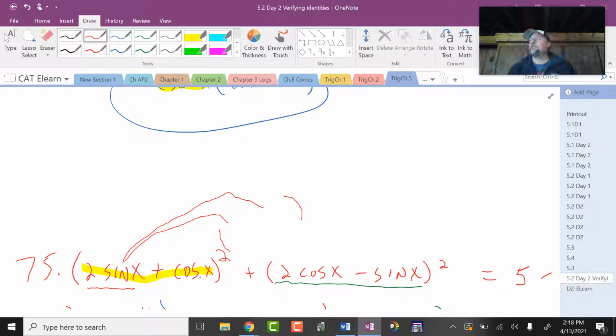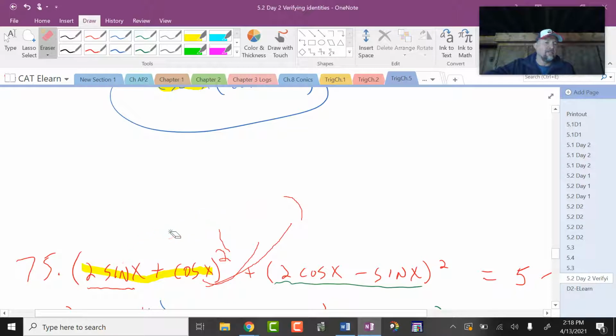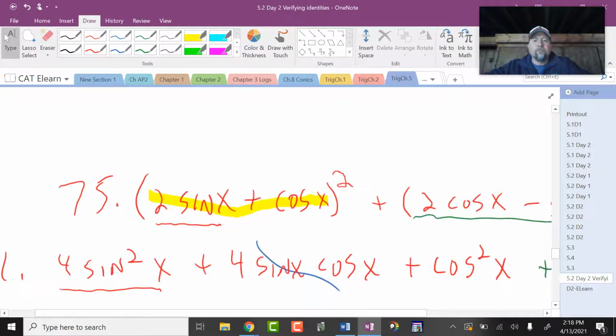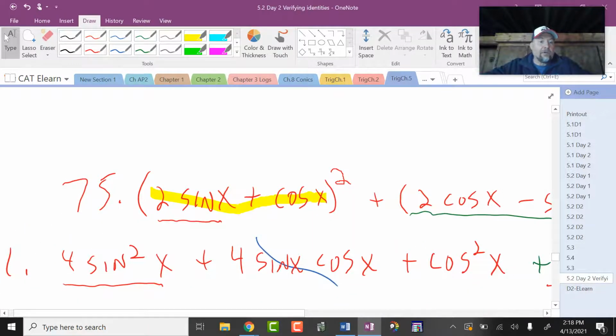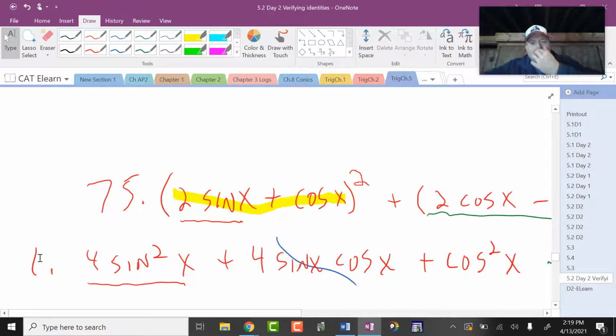So 2 sine x times 2 sine x is 4 sine squared x. And then I got 2 sine x times cosine x twice. Don't ever let your work look like this. I'm being like this because I don't have a pen. But also, we should know how to FOIL without having to do this. I think I talked about this in August, September, when we reviewed foiling.